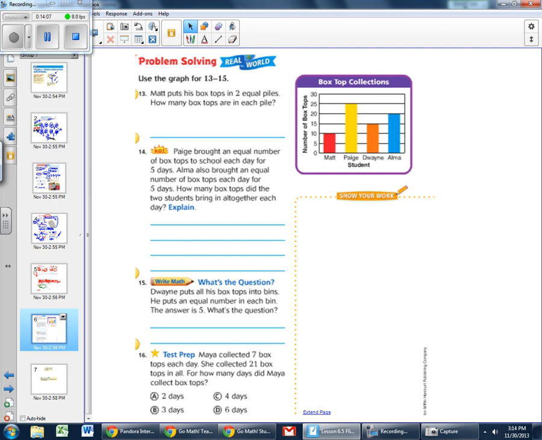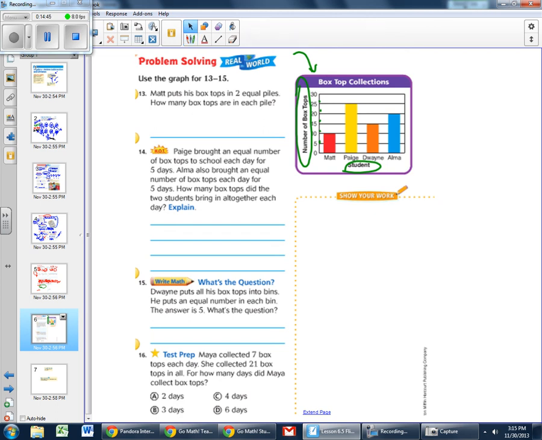Let's turn quickly to page 228, and we're looking at problem solving using a graph for number 13 and 15. Just like every lesson, we're going to start by spending time looking at your graph. The title of our graph is Box Top Collections. Along the y-axis here, we have the number of box tops that must have been collected. And along the bottom, we have individual students that collected box tops. If you look along the y-axis, you see that it's labeled 5, 10, 15, 20, 25, 30, which means that each one of those bars is a representation of 5s. Okay?